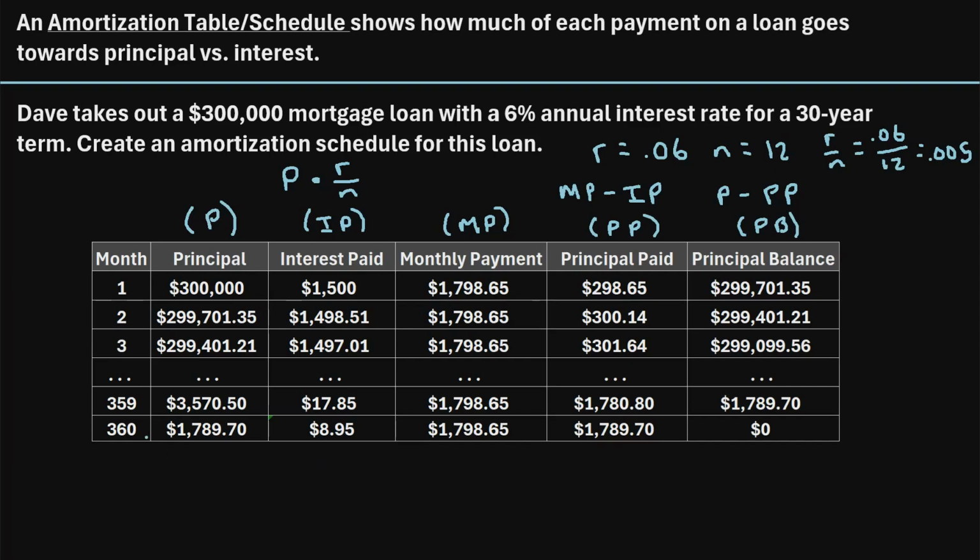What we'll notice in the very last row of the table, the 360th month, is that the balance on our principal, $1,789.70, will match the principal portion that we paid. That means that our principal balance is finally going to be reduced to $0 in the very last month. In other words, we will have paid off the entire loan. Those are the calculations that you can use to create an amortization table by hand.